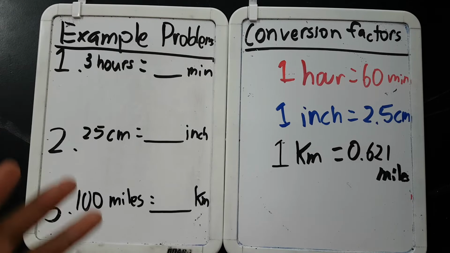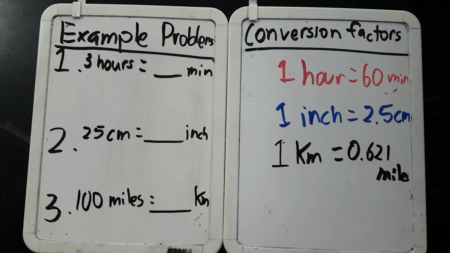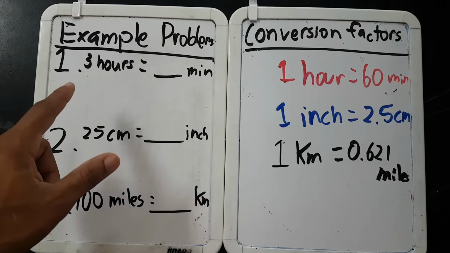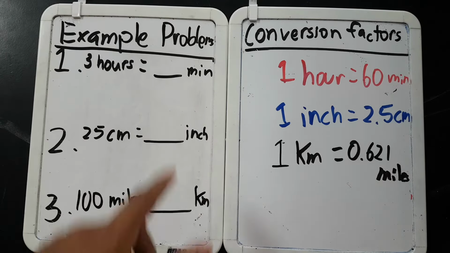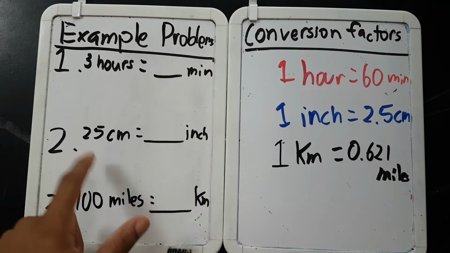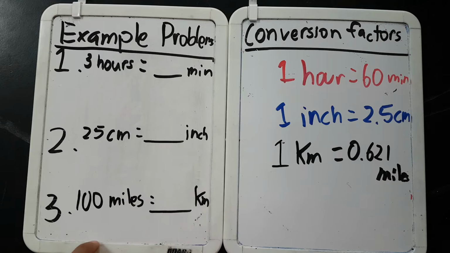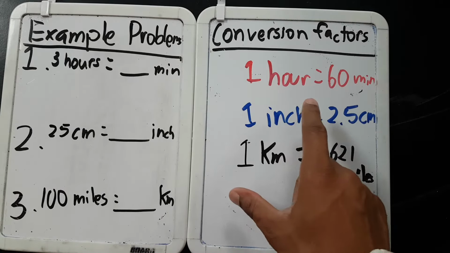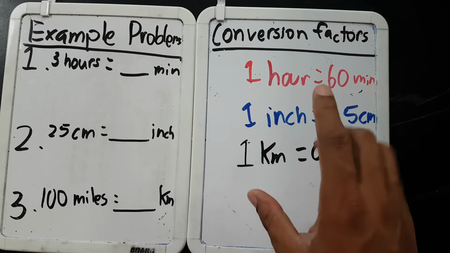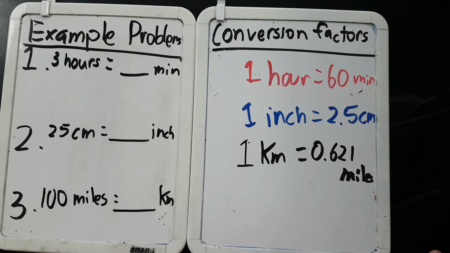Our example problem number 1 is convert 3 hours to minutes. Go ahead and write these down. Number 1, 3 hours equals how many minutes. Number 2, 25 centimeters equals blank inches, and number 3, 100 miles equals blank kilometers. What you're going to need to solve those problems is the conversion factors to your right. So go ahead and copy these down as well.